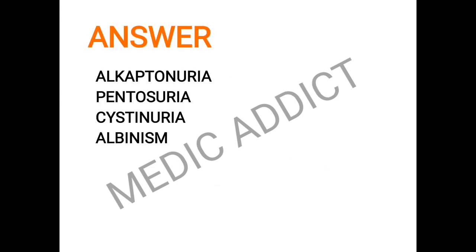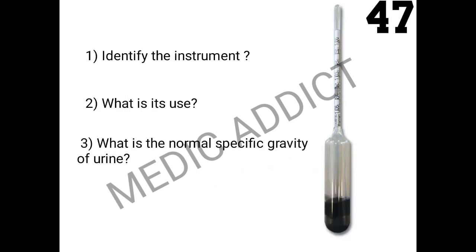So the Garrod tetrad is the combination of the four conditions, that is alkaptonuria, pentosuria, cystinuria and albinism. So all these four conditions together contribute to the Garrod tetrad. Let's look into the next spot.